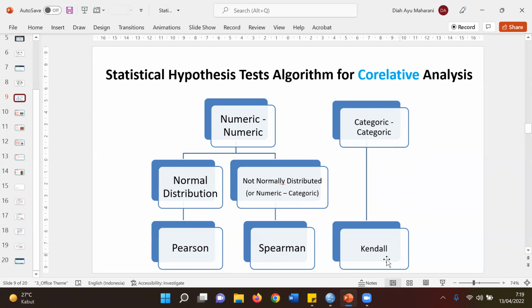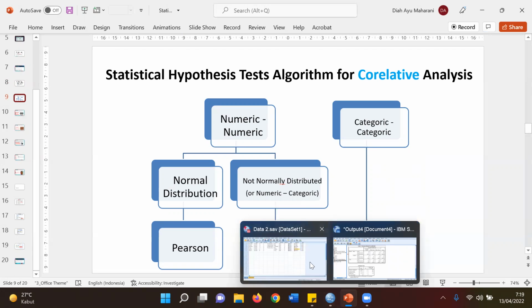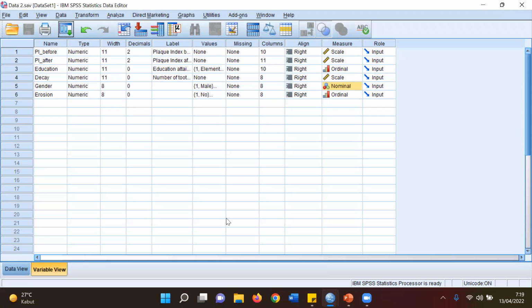Okay. I will go to the data here. We can see that we have the plaque index before intervention and the plaque index after, and then we have decay. The hypothesis for this study might be that the higher the plaque index, or the oral hygiene is bad, the more it is correlated with decay. The higher the plaque index is, most likely the person also has a higher number of tooth decay than those who do not.